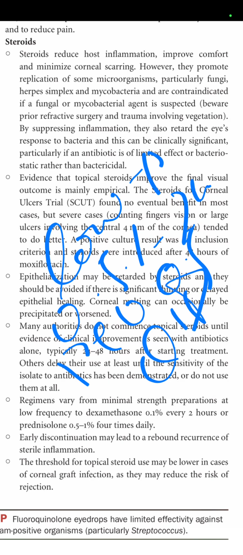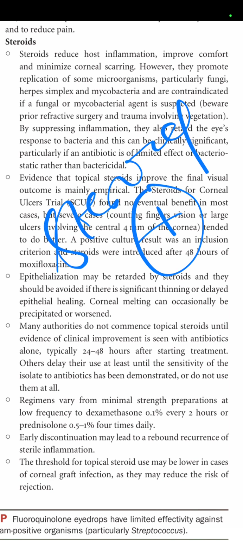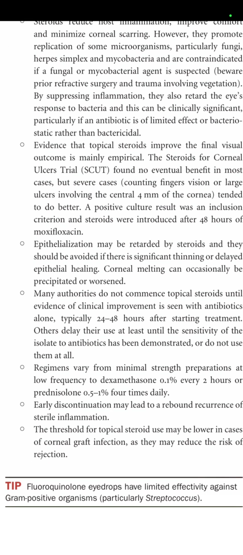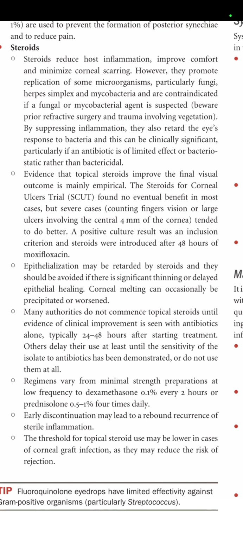Early discontinuation may lead to a rebound recurrence of sterile inflammation. The threshold for topical steroid use may be lower in cases of corneal graft infection, as they may reduce the risk of rejection. So basically, we tend to use a steroid if there is a corneal graft and there is an infection. We use it because it will lead to fewer chances of rejection. So what is the tip? Fluoroquinolone eye drops have limited effectiveness against gram positive organisms, particularly streptococci. They tend to do better with fortified drops.